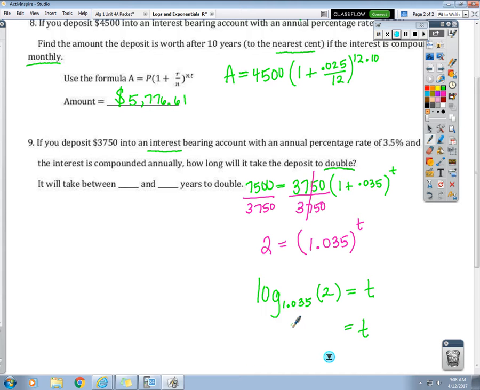20.1. So for this answer, you would put between 20 and 21 years. Even though it's really way closer to 20, you have to put 20 and 21.